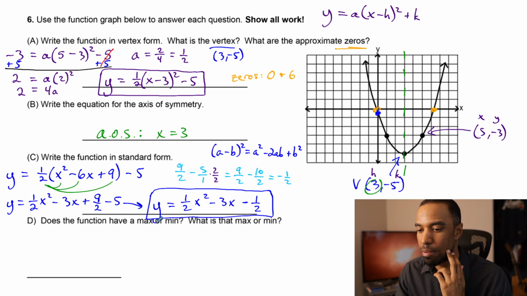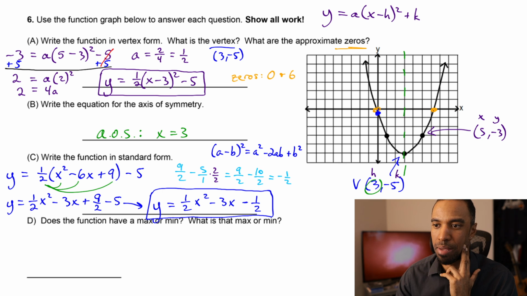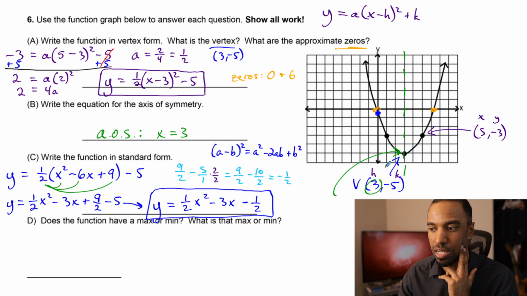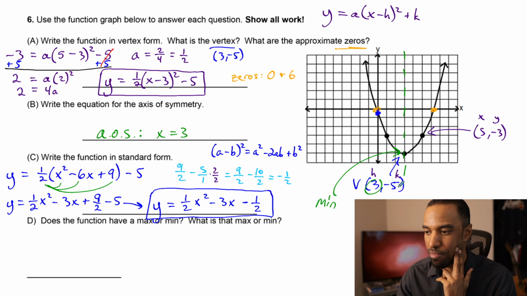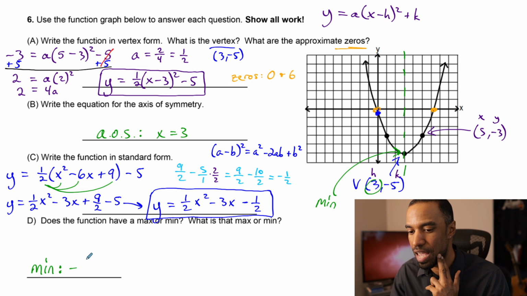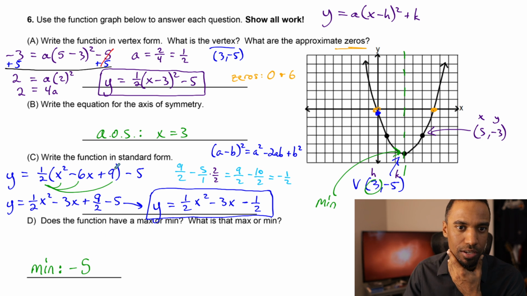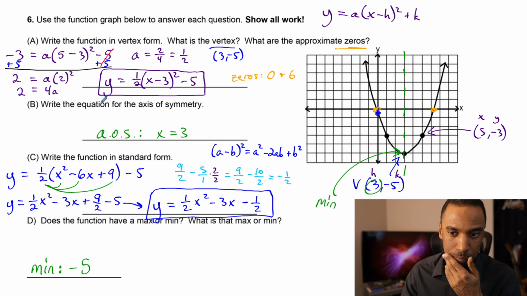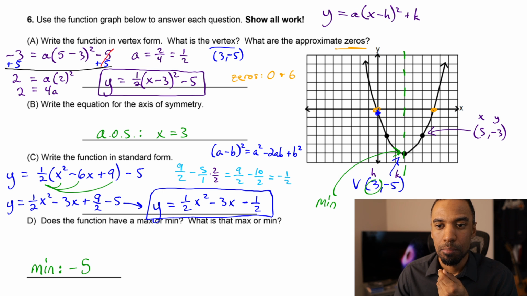Does this function have a max or min? What is the max or min? It is a minimum because it's, or not crossing, it is a vertex at the bottom. That is absolutely a min, and it is at the y value of negative 5. It has a min of negative 5. Okay, there you go. Minimum negative 5. All right, moving on forward.